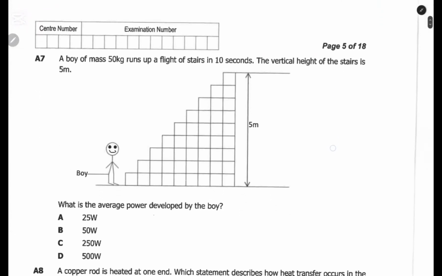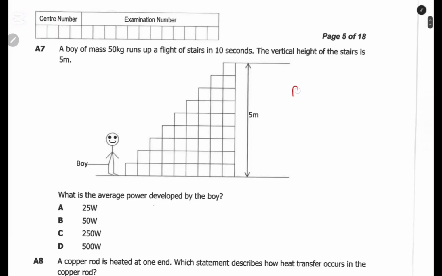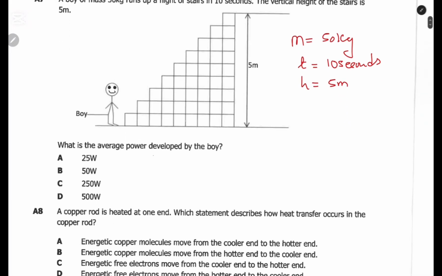Question 7, a boy of mass 50 kg runs up a flight of stairs in 10 seconds. So the time it took is 10 seconds. It's very important that you collect the information. The vertical height of the stair is 5 meters, so height is equal to 5 meters. What is the average power developed by the boy?